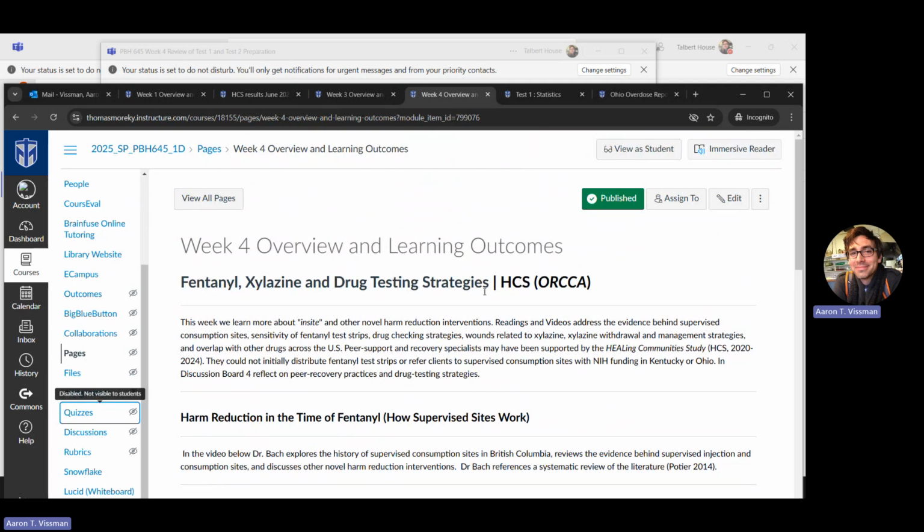After test 2 is over, I'll post a really simple rubric and a video explaining the format and page length of your final paper. That's not something that you need to focus in on until after test 2 is over.